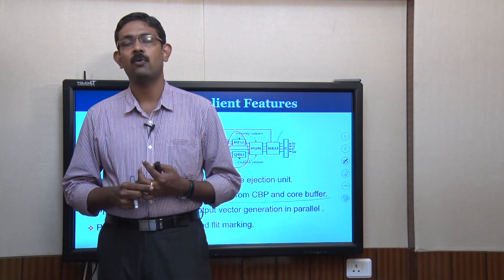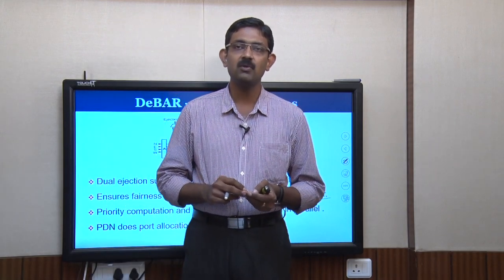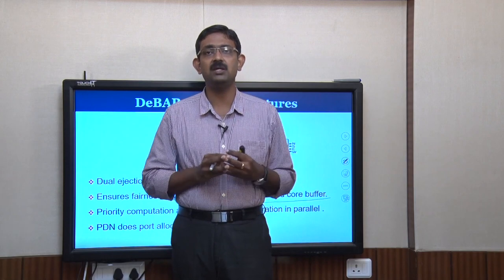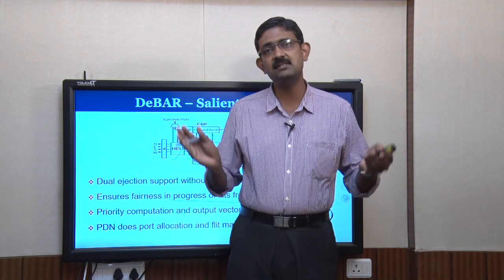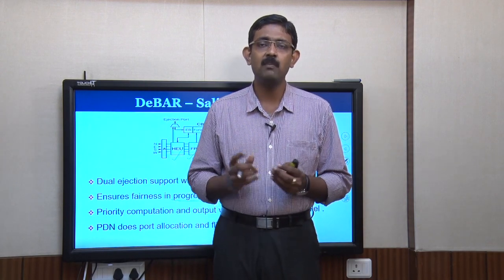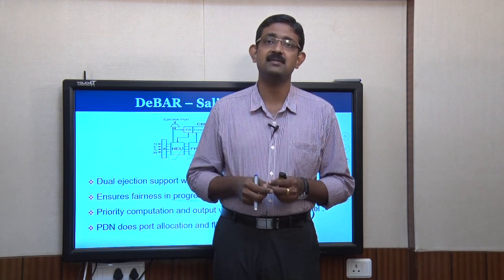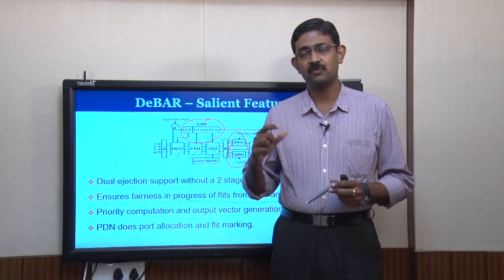One more salient feature of D-bar was, when you consider a mesh NOC, the central routers typically carry more traffic, whereas the edge and corner routers are going to carry less amount of traffic. So the number of flits buffer space in the so-called side buffer, whatever side buffer that you see here, it's typically defined as 4 flit buffer space in the case of min BD.